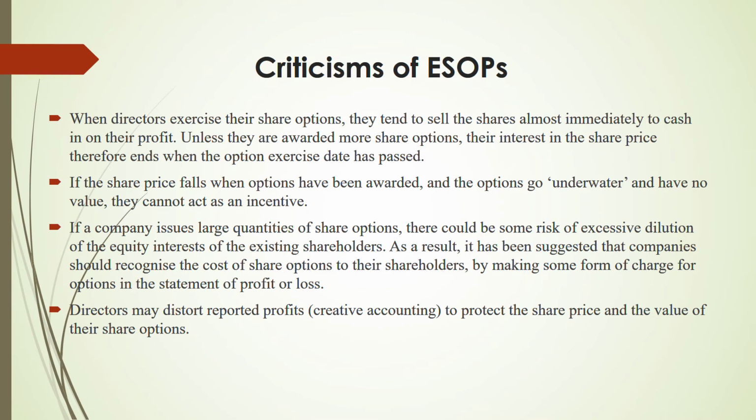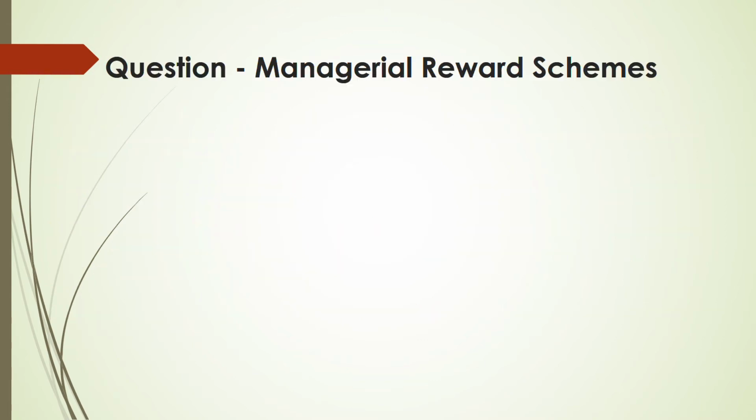Next, directors may distort the reported profits, which is known as creative accounting, to protect the share price and the value of the share options. Yes, because in this scheme, they want to increase the share price. So to protect that share price, they will distort the profit. They will show a different profit, which is not the actual profit, known as creative accounting. Again, an accounting problem. So we are done with the criticism.